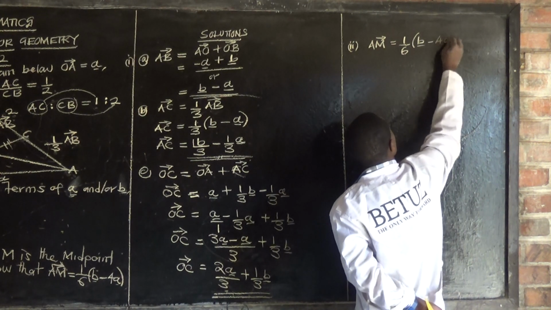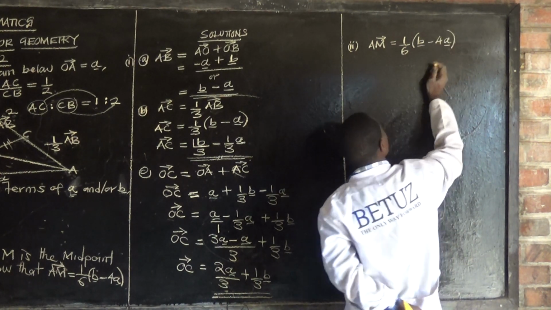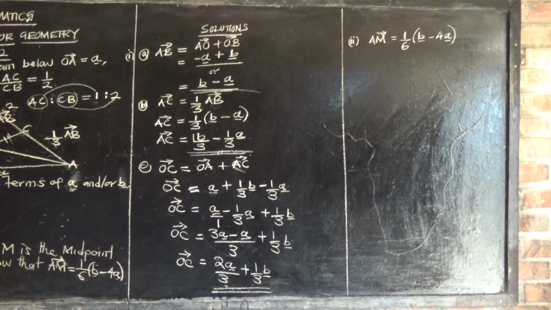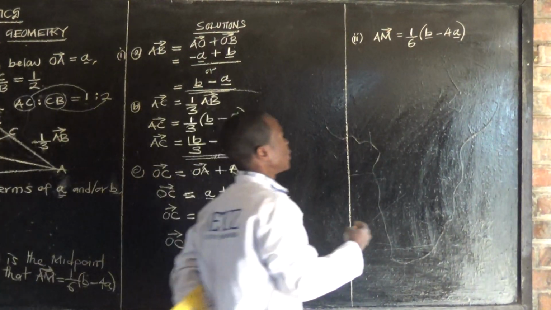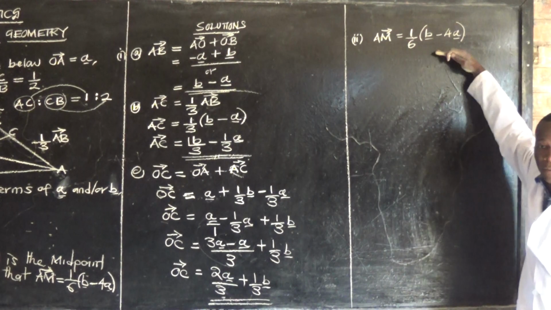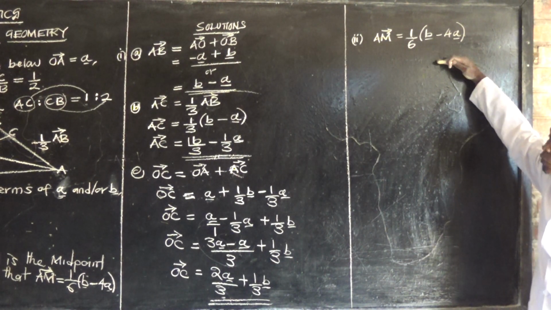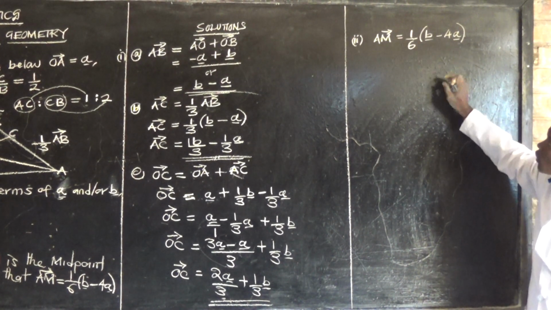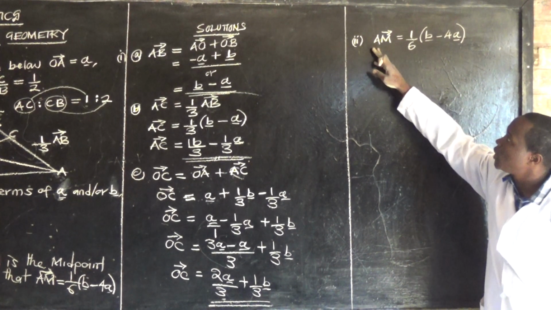Minus 4 vector A. Are we together? So now, for us to solve that one, we need to come up with steps which are going to lead us to this. Okay? So firstly, we need to add two terms which are going to give us what?